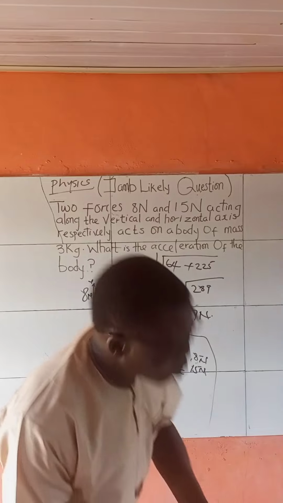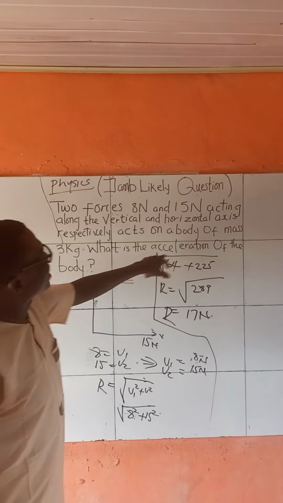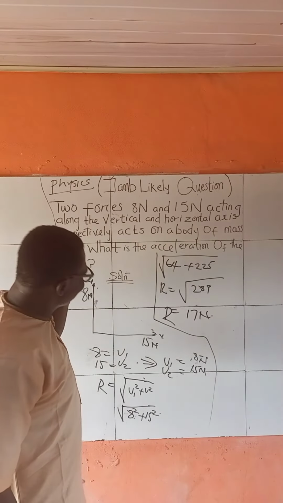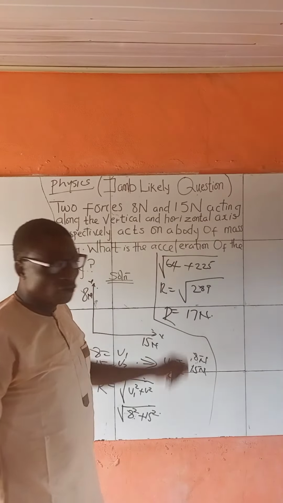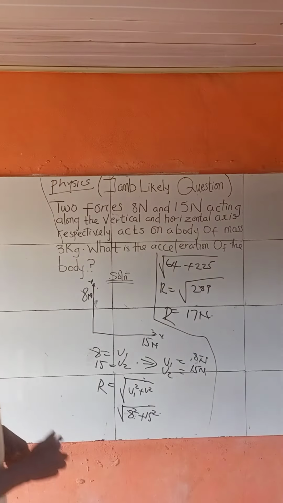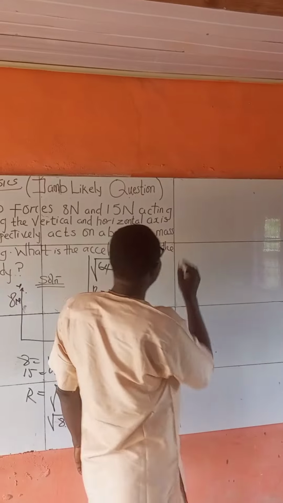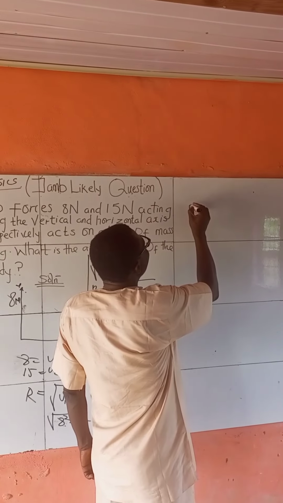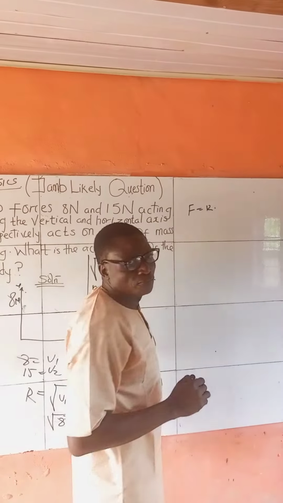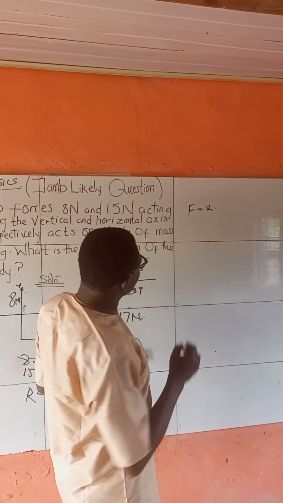This is not where we are going because the question is asking us what is the acceleration of the body. We have only succeeded in getting the resultant of the body. So we want to look at the acceleration of the body. Let's look at the resultant. But remember, F is equal to R. This is the force.